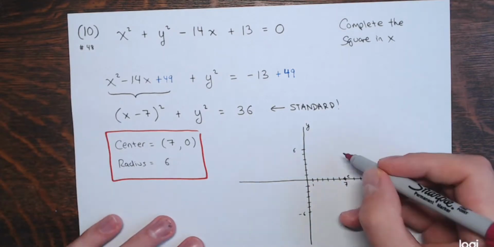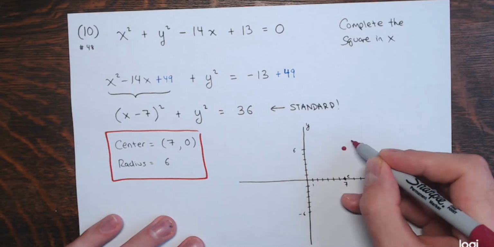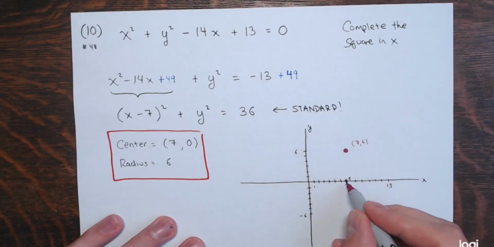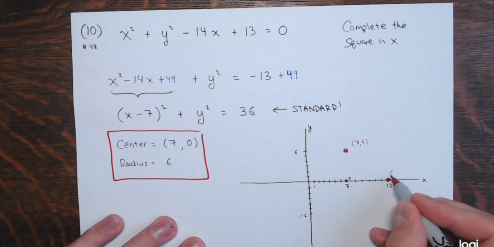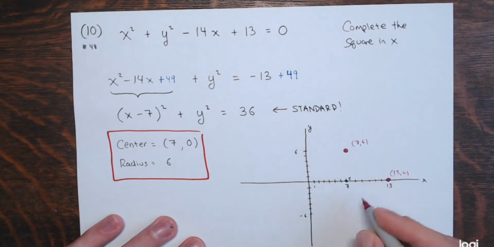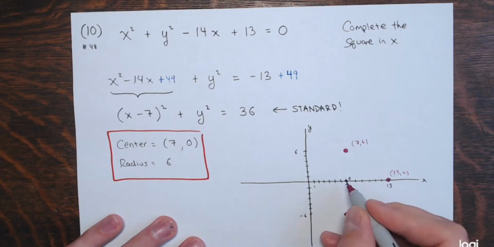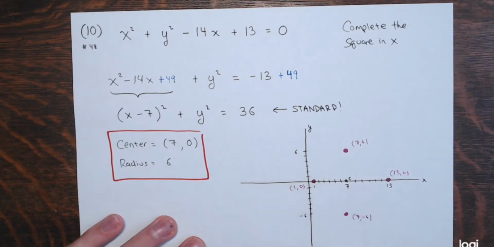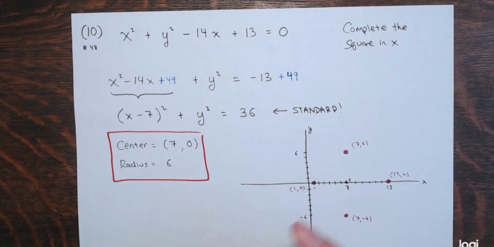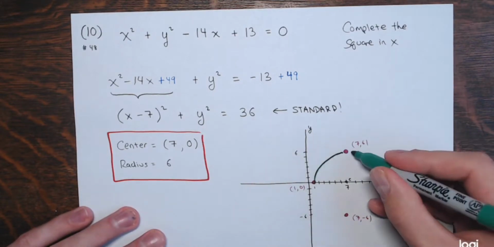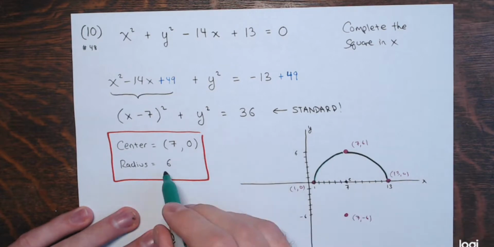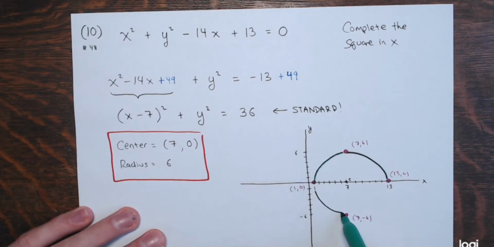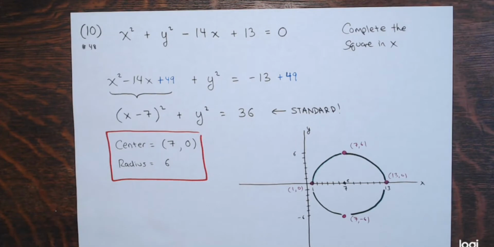So 6 units above the center would be here. That's at 7, 6. 6 units to the right, that's 13, 0. 6 units below, that's 7, negative 6. And 6 units to the left is 1, 0. Right. And then I plot the rest of the circle, a rough sketch of it. All the points that are 6 units away from the point 7, 0. And again, just roughly drawing it in, making it as circular as I think I can.